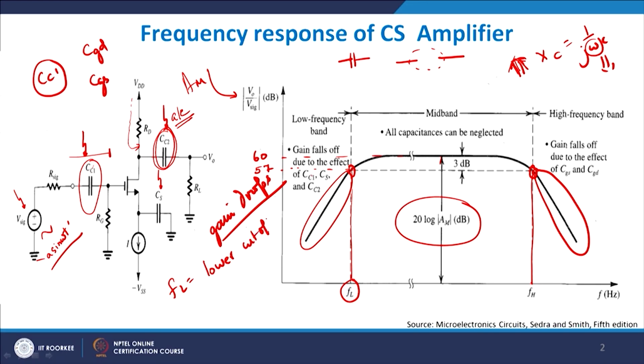cutoff frequency and FH to be equal to the higher cutoff frequency, right. So, I have a lower cutoff frequency and I also have a higher cutoff frequency. The lower cutoff frequency is the point where the gain has dropped by 3 dB, and the higher cutoff is also a gain point where it has dropped 3 dB.